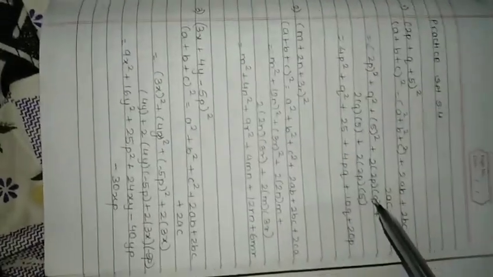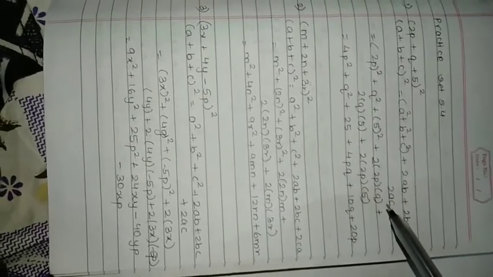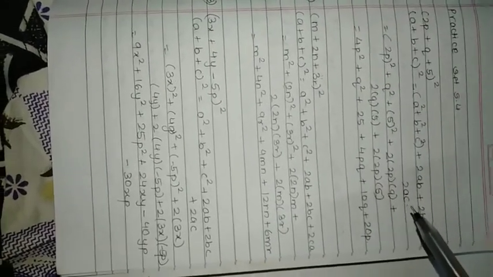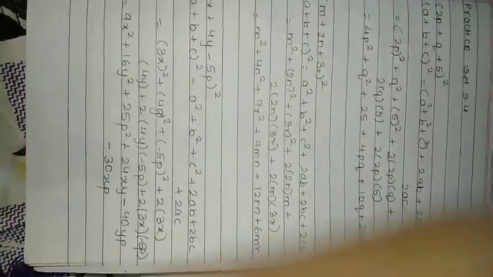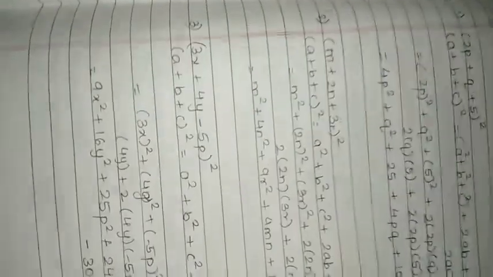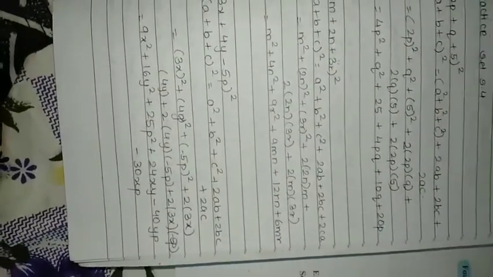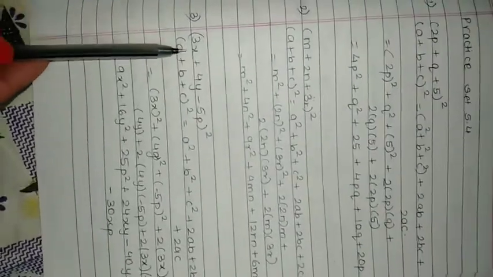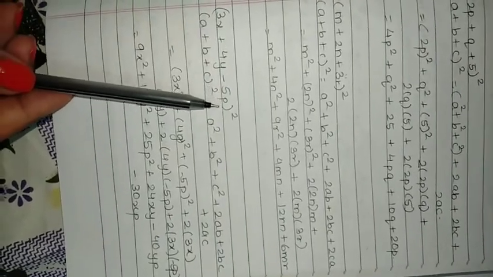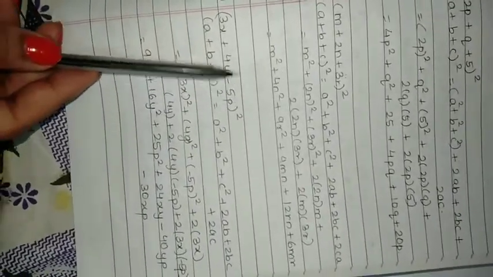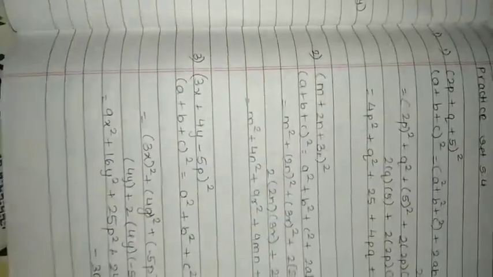Seeing the third sum. So the third sum is (3x + 4y - 5p) the whole square. Again the formula is going to remain the same, that is (a + b + c) the whole square, which is equal to a square plus b square plus c square plus 2ab plus 2bc plus 2ca or ac. It's one and the same. A over here is your 3x, while b is 4y and c over here is minus 5p. There is a slight change in the question given to us. It is minus 5p. The c we will be considering as minus 5p.